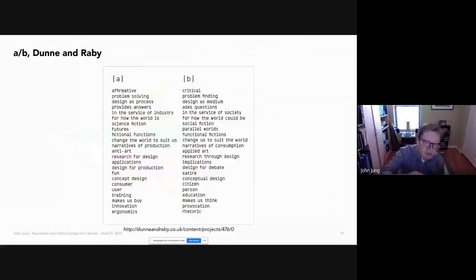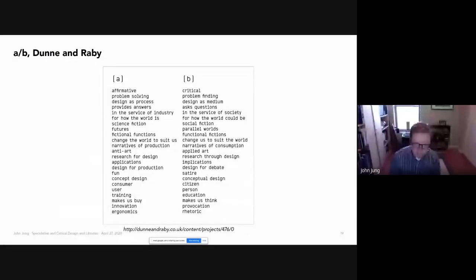So this is a work from Dunn and Raby that starts to talk about what that might look like in practice. In column A, they list qualities of traditional design work, and for each quality, column B contains an alternative that describes critical design. So for them, critical design is critical, not affirmative, problem finding, not problem solving, and design in the service of society instead of design in the service of shareholders.